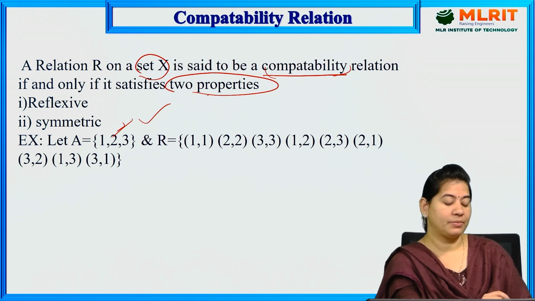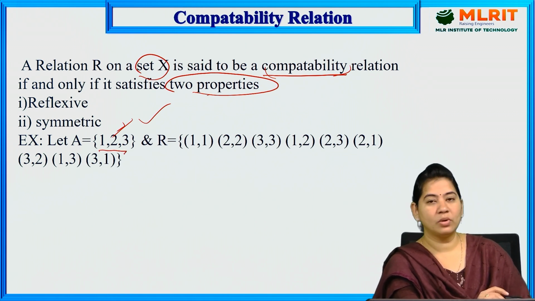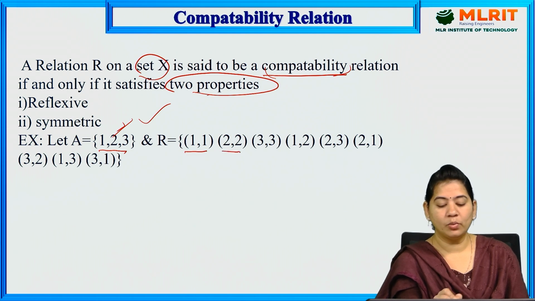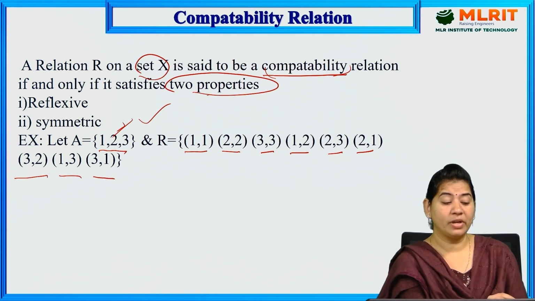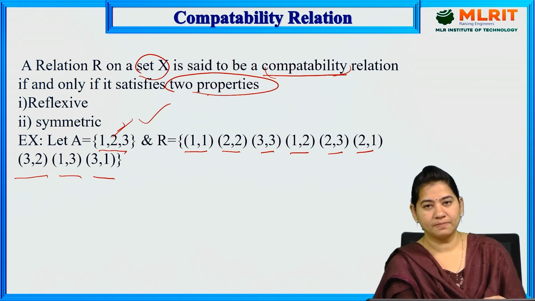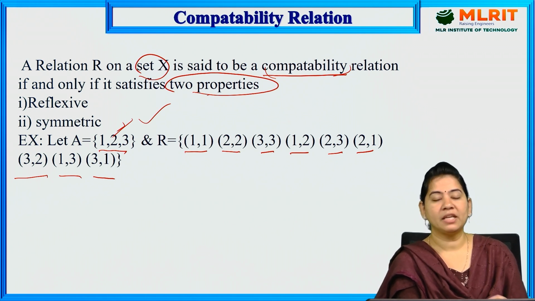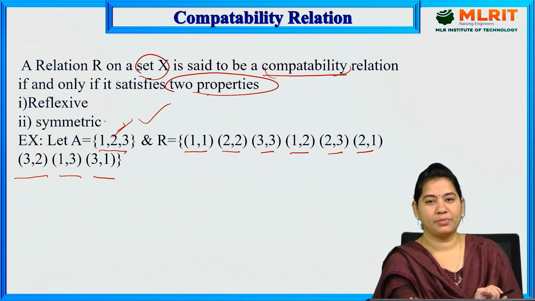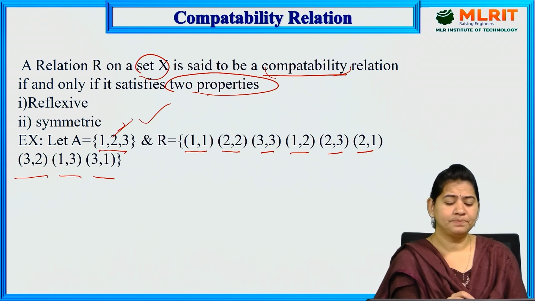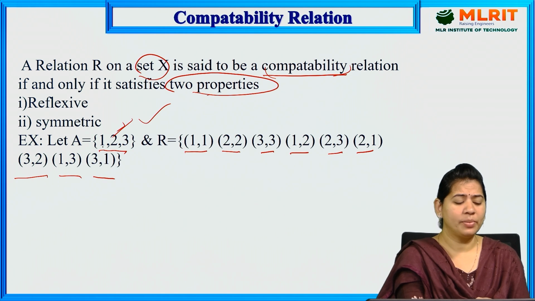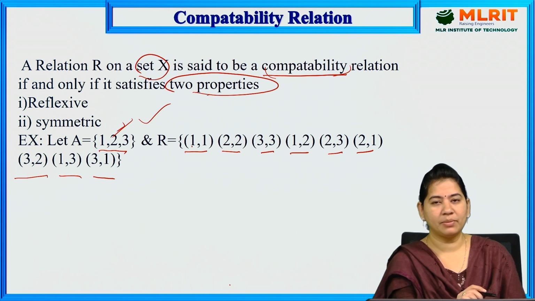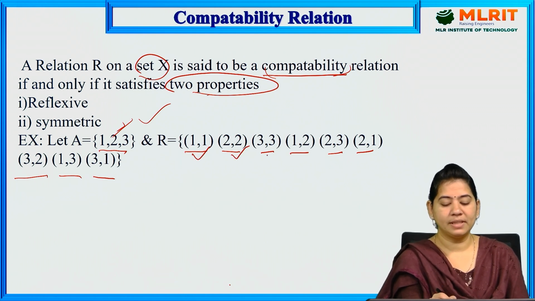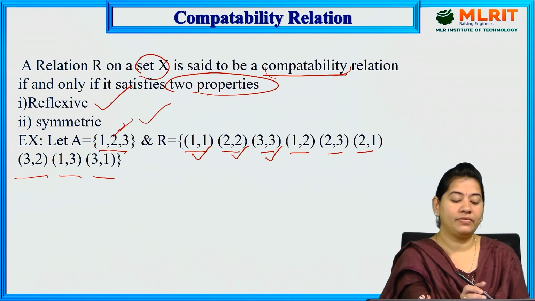Let us consider one example here. Let A = {1, 2, 3} and R = {(1,1), (2,2), (3,3), (1,2), (2,3), (2,1), (3,2), (1,3), (3,1)}. Now, I need to check whether this is a compatibility relation or not. Compatibility relation means a relation which satisfies reflexive and symmetric. What is meant by reflexive here? How many elements exist in set A? 1, 2, 3. So all the elements should exist in the form (A, A). So (1,1) is there, (2,2) is there, (3,3) is there. So it is satisfying the reflexive property.